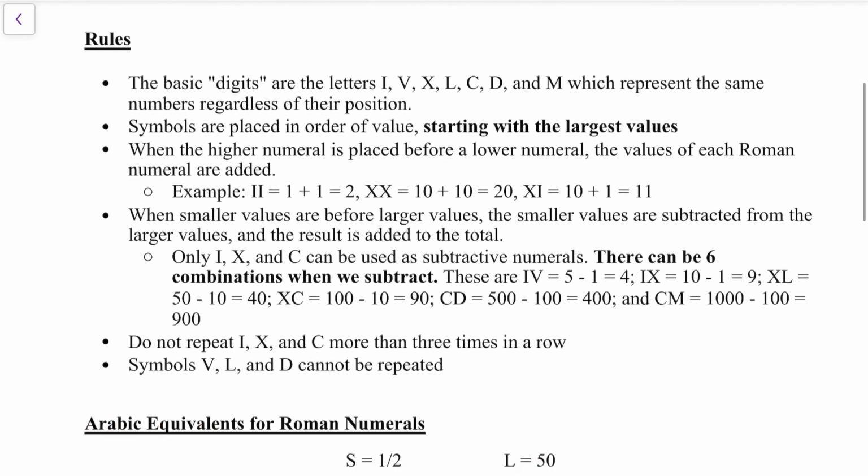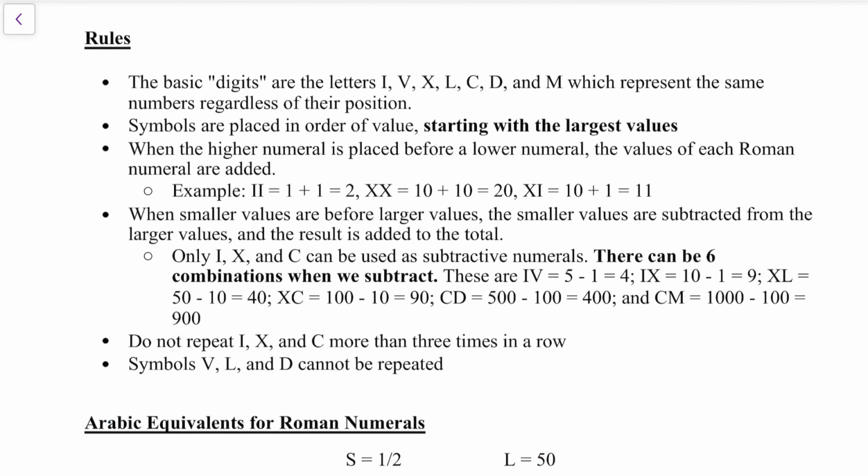So the rules for writing a number in Roman numerals or reading Roman numerals is that the basic digits are written with the letters I, V, X, L, C, D, and M, which represent the same number regardless of where it is in the position. So there's not really place value with Roman numerals. They're placed in order from largest to smallest as a sort of general statement.